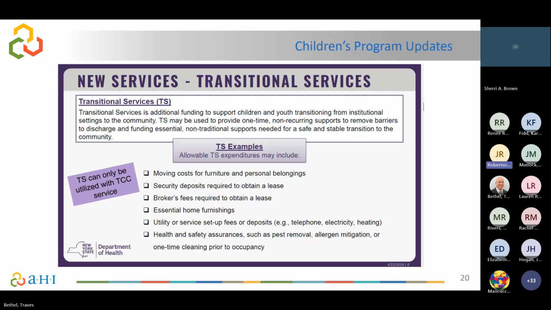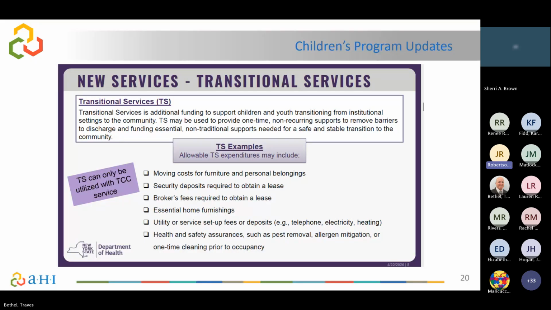So it can be used to cover all sorts of things: moving costs, furniture, security deposits, home furnishings, utility setup, making sure that that house is safe, that they can transition home to. And one of the other things that is in this waiver that I did not put on the slide is it will allow the transitional care coordinator to start any modifications that need to be done to the home or vehicle in advance of that youth actually leaving the facility. And then the health home care manager would pick that up and see that through.